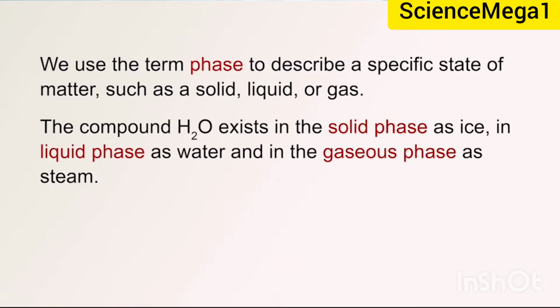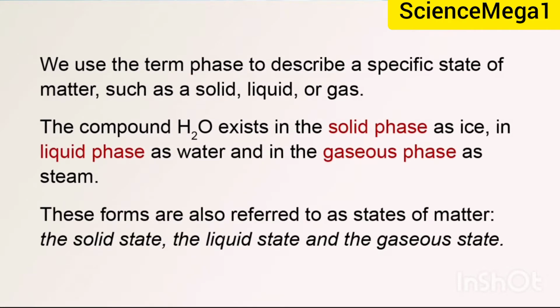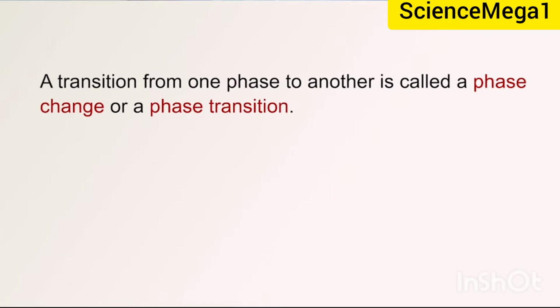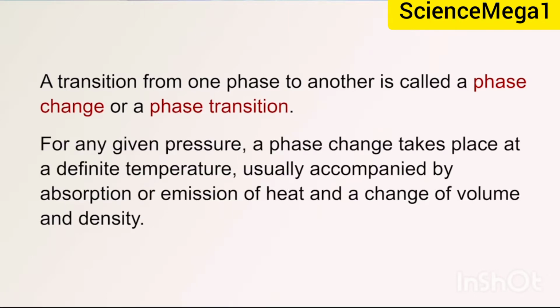The compound water exists in the solid phase as ice, in the liquid phase as water, and in the gaseous phase as steam. These forms are also referred to as states of matter. That is, the solid state, the liquid state, and the gaseous state. The transition from one phase to another is called a phase change or a phase transition. For any given pressure, a phase change takes place at a definite temperature, usually accompanied by absorption or emission of heat and a change of volume and density.